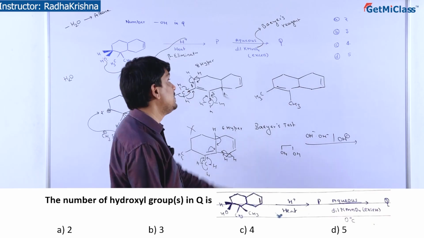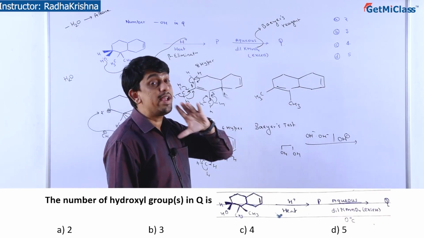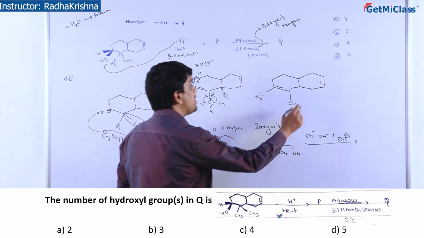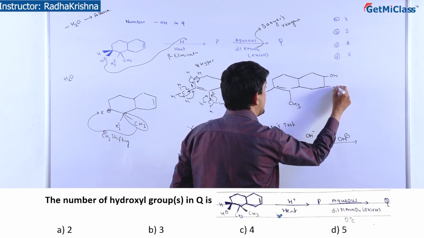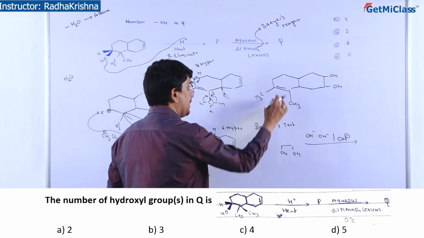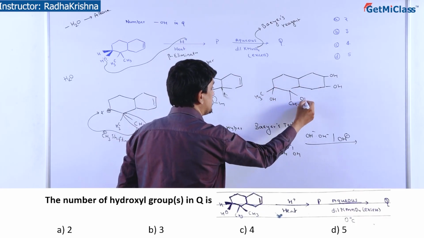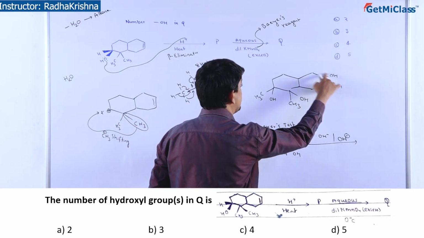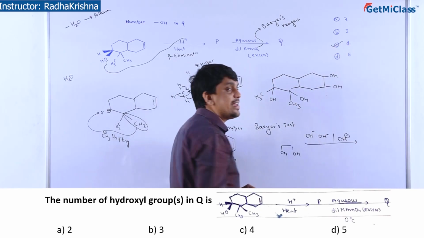Now what I said, when it is alkaline KMnO4, OH groups will be added across the multiple bond. So we have a multiple bond here, the double bond breaks, and you get OH addition across the multiple bond. Pi breaks, you will see the addition across the multiple bond. So in total, how many OH groups are present in the final product Q? The answer is 4. So option C we have to tick here.